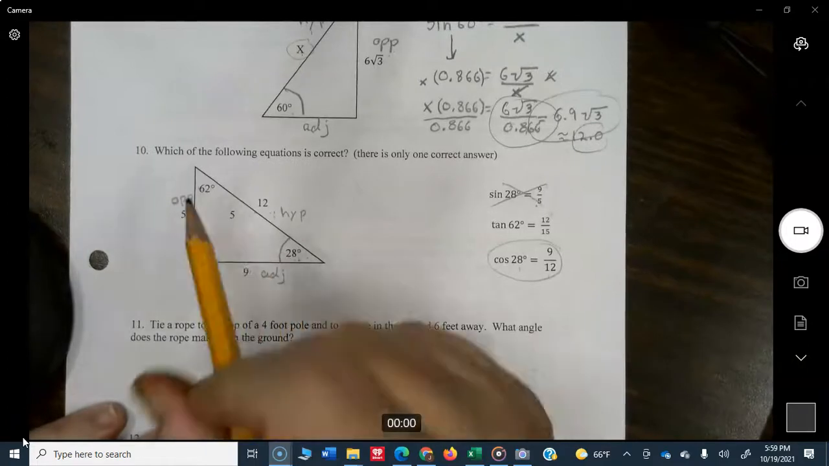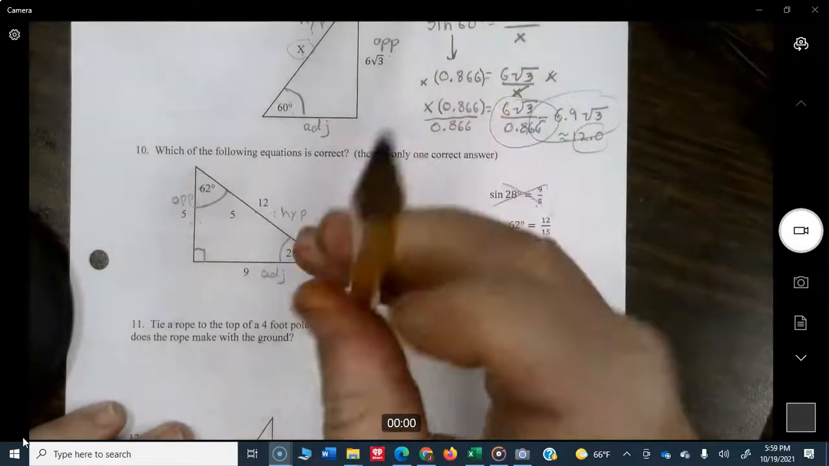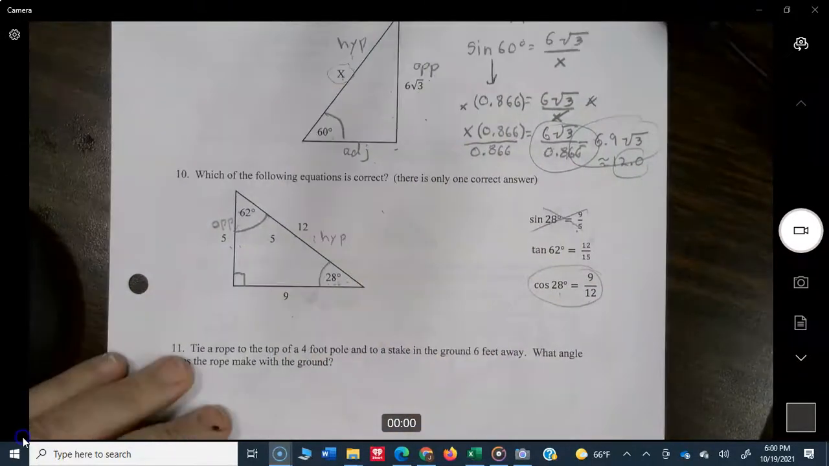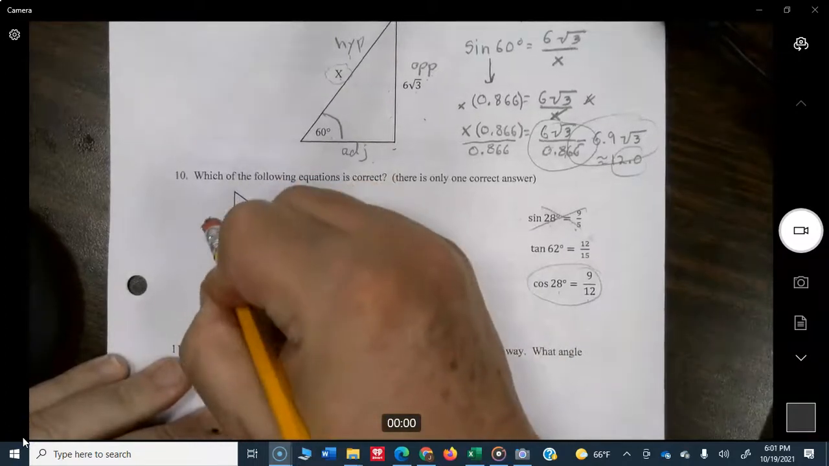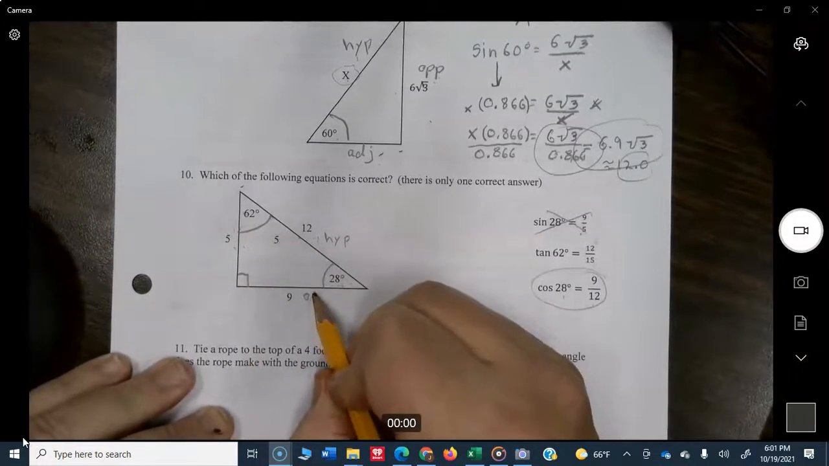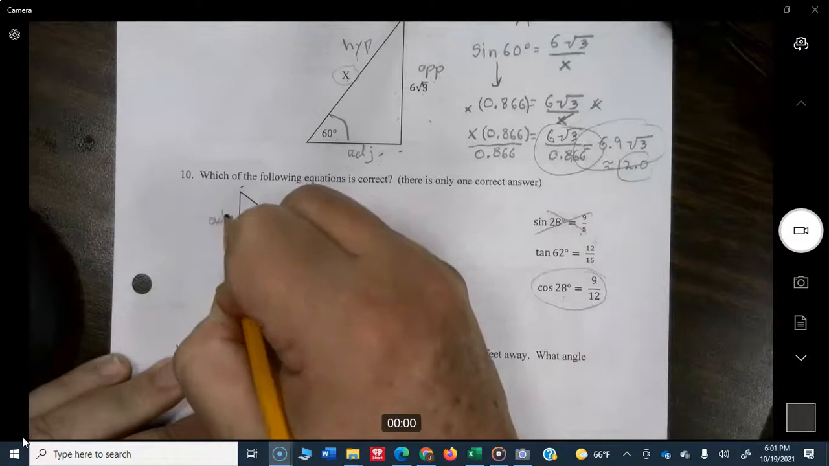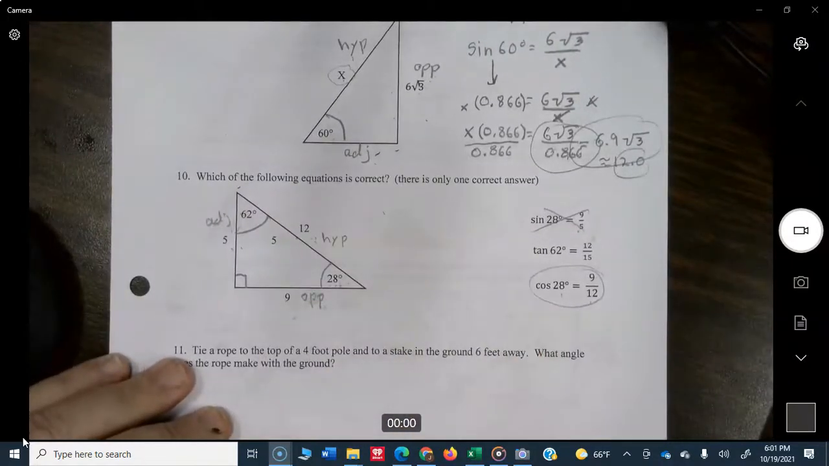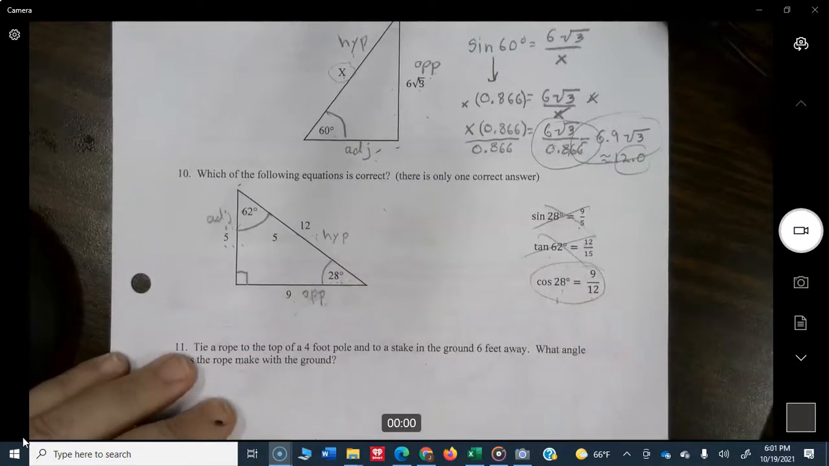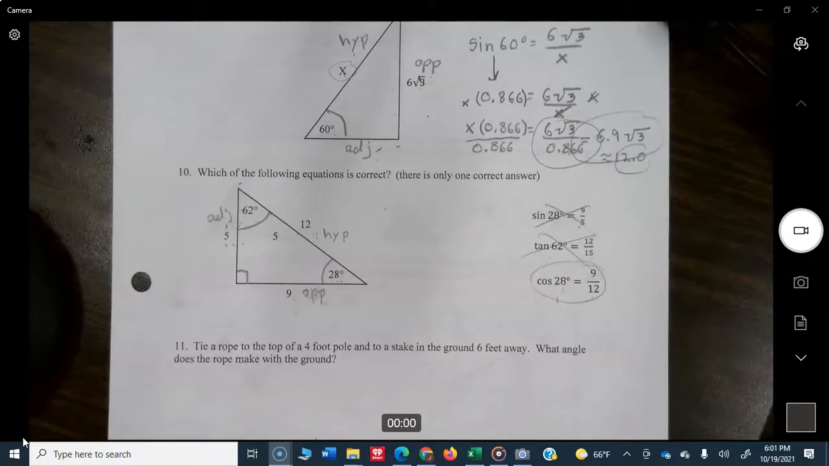Now the other one has to do with the angle 62. For 62, the hypotenuse stays the same, but we're going to erase opposite and adjacent and switch them. So for 62, this one is the opposite and this one is the adjacent. The tangent of 62 is the opposite over the adjacent. That would be 9 over 5. So tangent 62 is not 12 over 15, so that's not correct. This is the correct answer. On the test tomorrow, there will be only one that's correct, okay? All right, let's keep going.